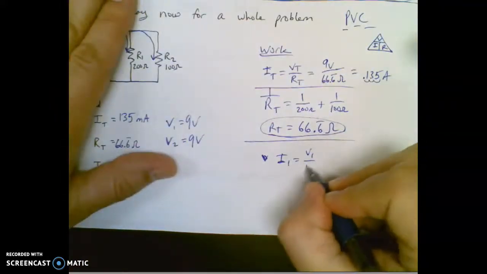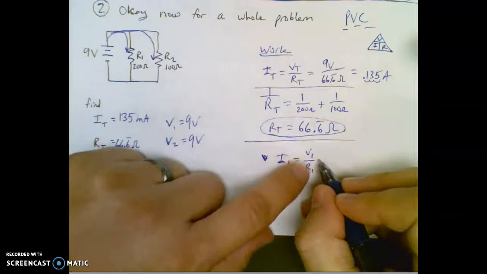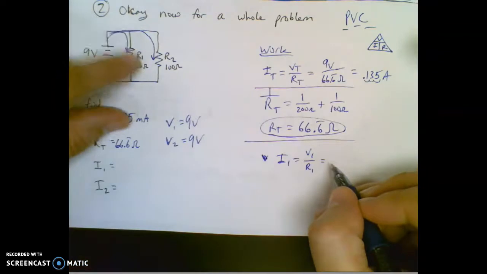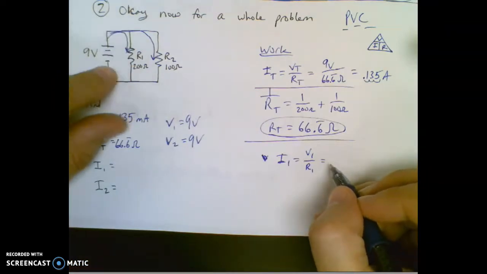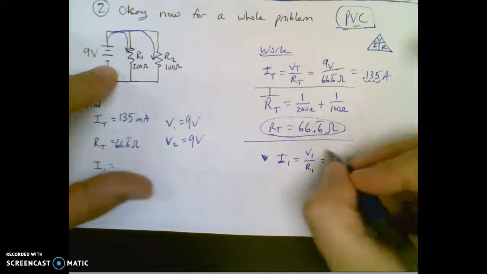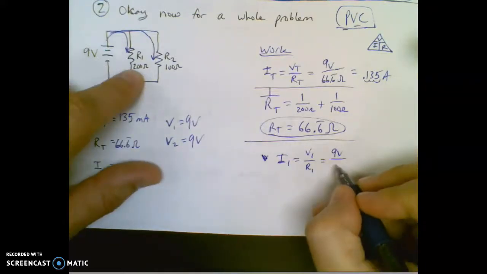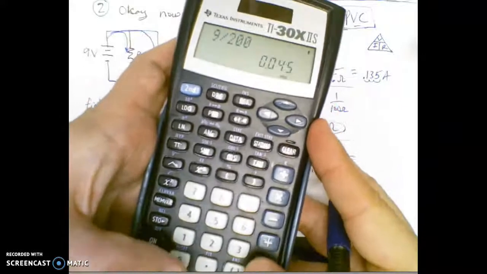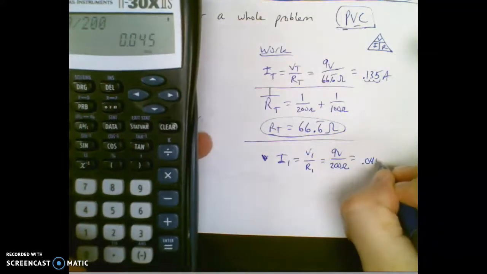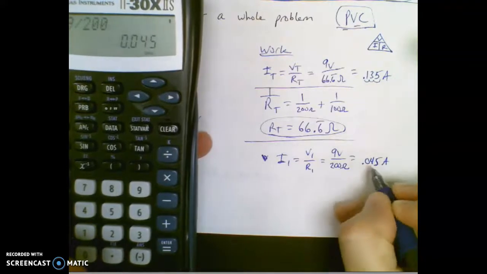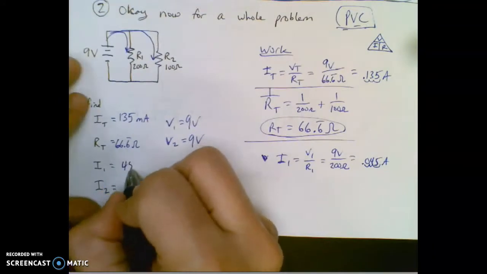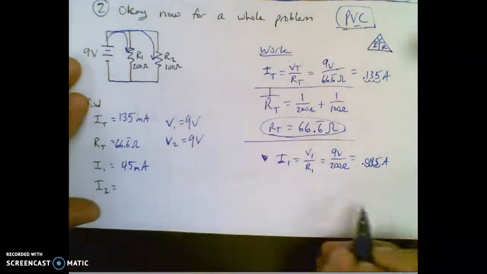I1 is V1 over R1. So the voltage drop across resistor 1 over the resistance at resistor 1 will equal your current at resistor 1. So what's my voltage drop here? 9 volts, because of parallel voltage constant. So 9 volts over my resistance at resistor 1, which is 200 ohms. 9 divided by 200 is 0.045 amps. That's cool and all, but I have to move it over 3. So it's 45 milliamps for my answer.